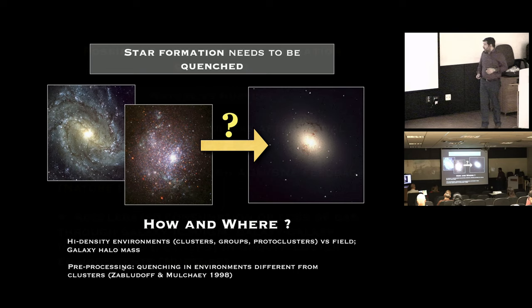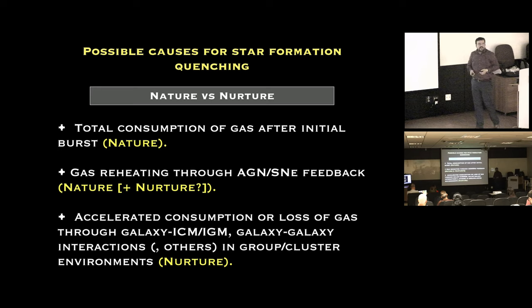I'll give you some hints of processes that could be responsible for shutting down the star formation in galaxies. Something related to nature: we have, for example, the accelerated consumption of gas, right? After an initial burst of formation, that's what studies of clusters for decades now have been showing, that elliptical galaxies have this initial burst lasting about 1 gigayear. And then after that, the galaxies consume all their gas and they become these red and dead objects that evolve passively, right? So if you consume your gas at a large rate, if your star formation rate is large enough, you might consume all your gas quickly, and then you're no longer able to keep forming more stars.